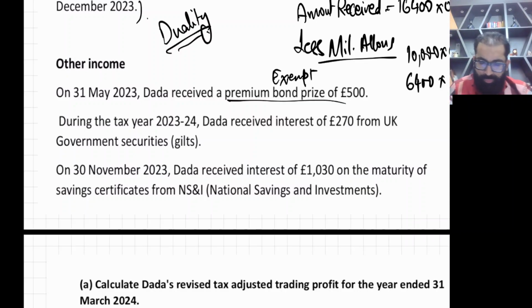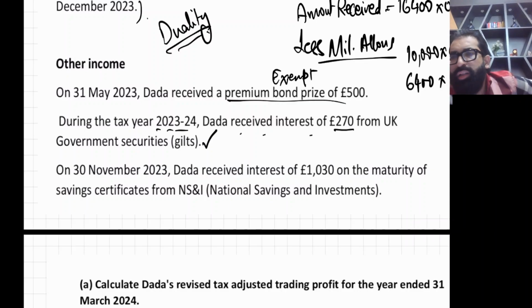Okay. During the tax year 23-24, Dada received interest of 270 from UK government securities, gilts. Yes, this is taxable. Yes, gilts are exempt for CGT purposes, but the interest income is taxable. The interest income of gilts is taxable.